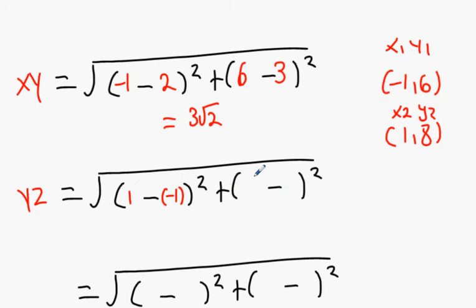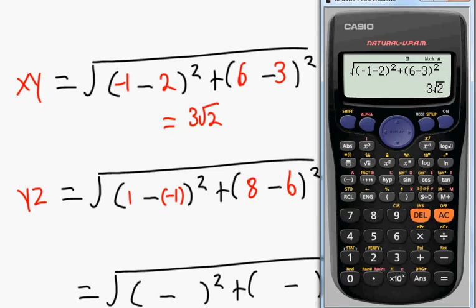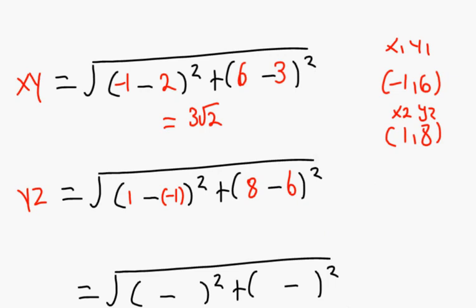After that, 8 minus 6. Okay. And once again, use the calculator. So what you get this time, Cameron? 2 root 2, was it? Okay. So delete, and then minus minus 1. Close it. And then 8 minus 6. 2 root 2. Okay. What's the next one we have to get then?